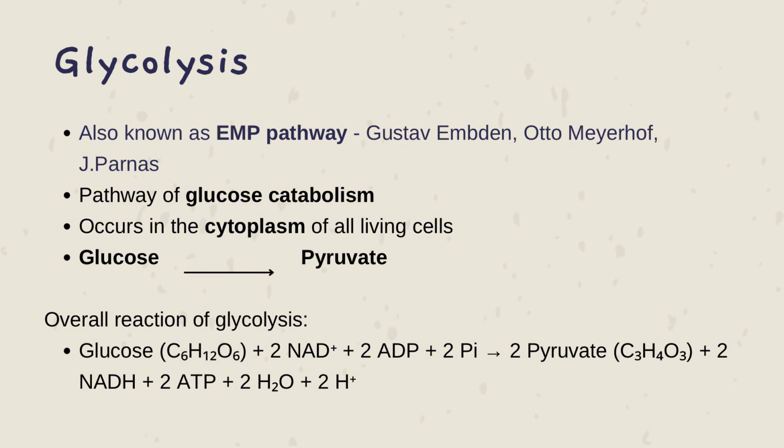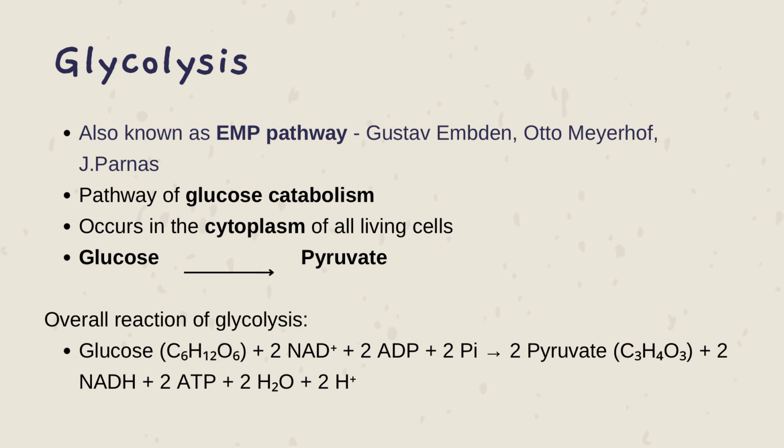The process occurs in the cytoplasm of all living cells, aerobic as well as anaerobic. All of the glycolytic enzymes are also found in the cytosol. In the process of glycolysis, glucose is converted into pyruvate. The complete reaction of glycolysis that occurs in the cytoplasm is as follows.